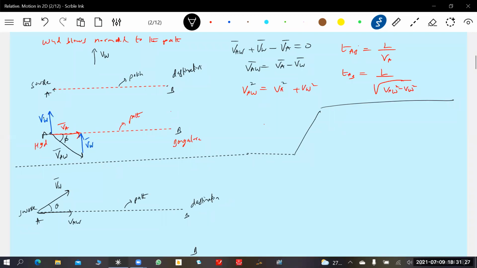Are you getting? No. If VAW comes like this, VW will be here, then VA bar will come in this direction. Instead of reaching the destination, I'll reach somewhere here. So the VAW bar should be directed below that one. The pilot should see that the velocity of the aircraft with respect to wind is directed at a certain angle, let me say alpha.